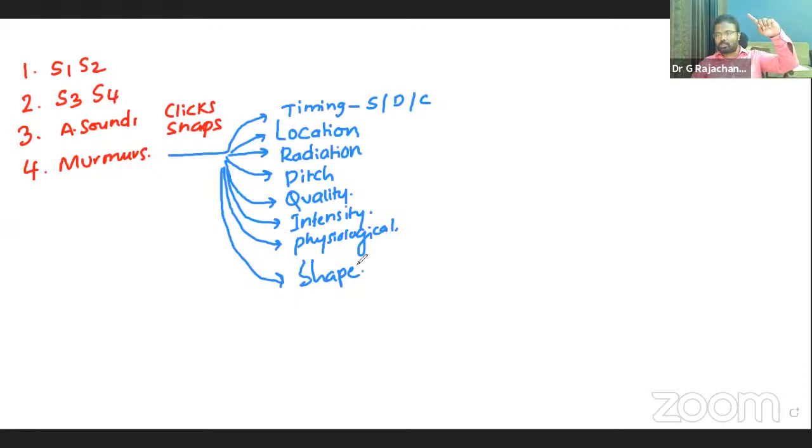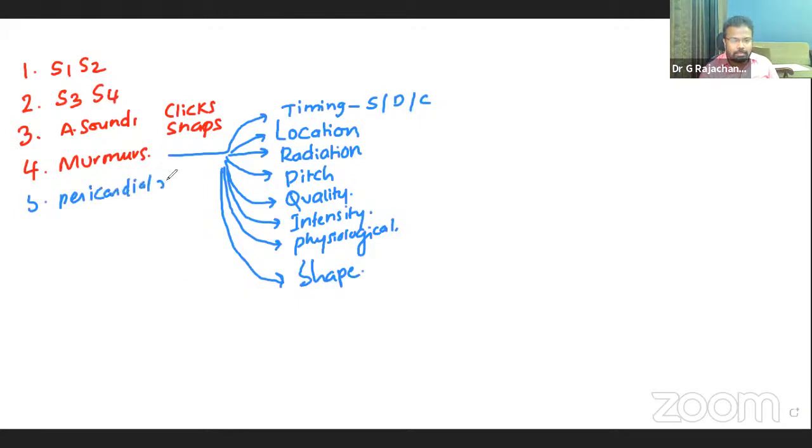So first S1 and S2, then we need to hear extra heart sounds S3 and S4. After that, you need to listen for clicks and snaps. You need to write down. Fourth point is we need to talk about the murmurs and describe them under the following headings. And then comes the last point, that is called pericardial rub.